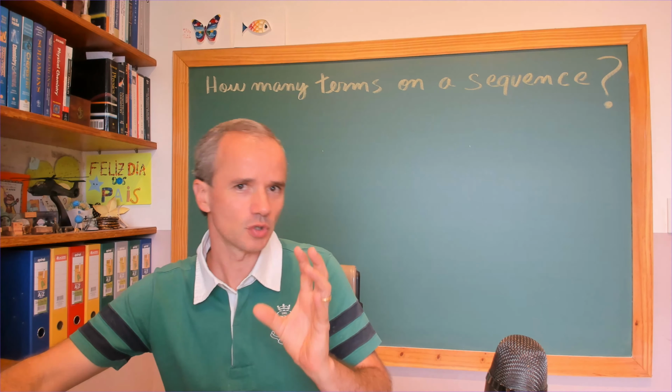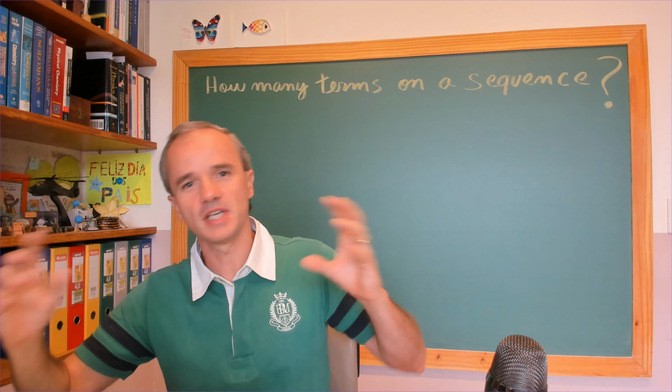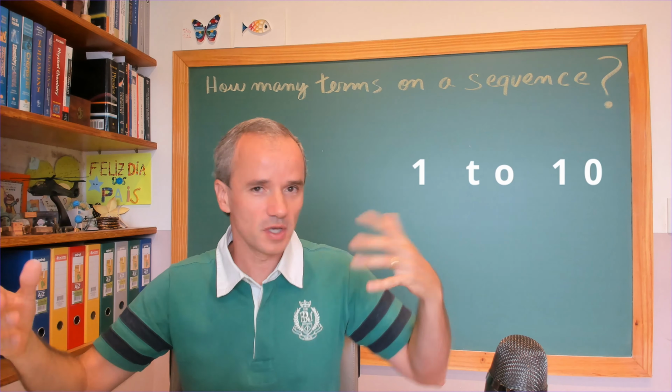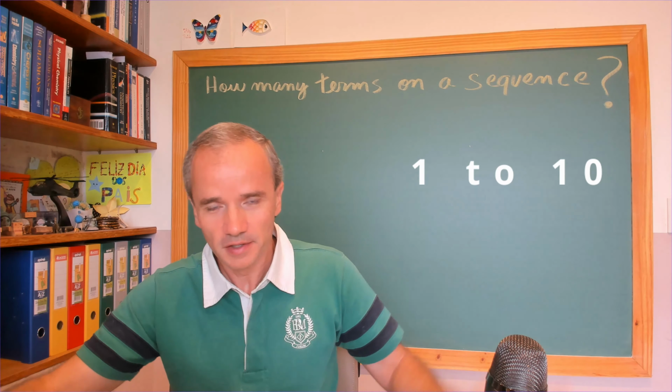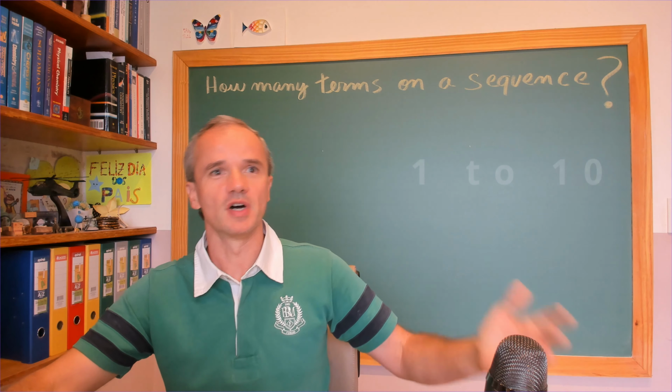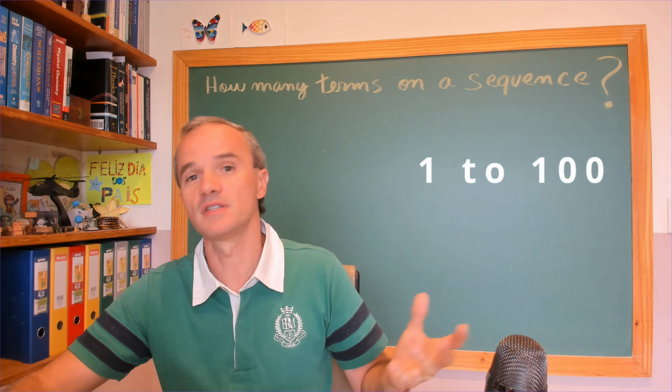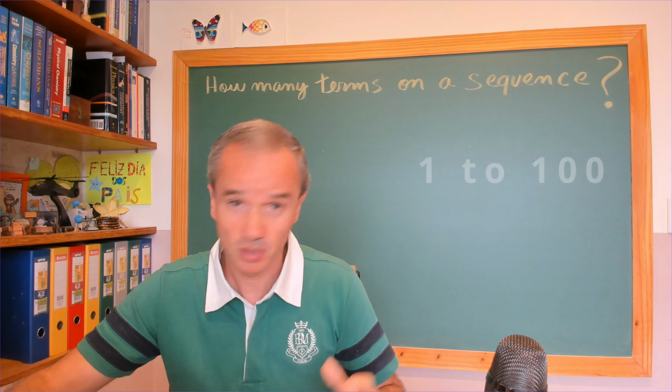How many terms in a sequence? Well, it's a very simple sequence. You don't need to count. From 1 to 10, going one by one, there are 10 terms. From 1 to 100, if you only take the evens, well, it's just 50 terms, and so on.